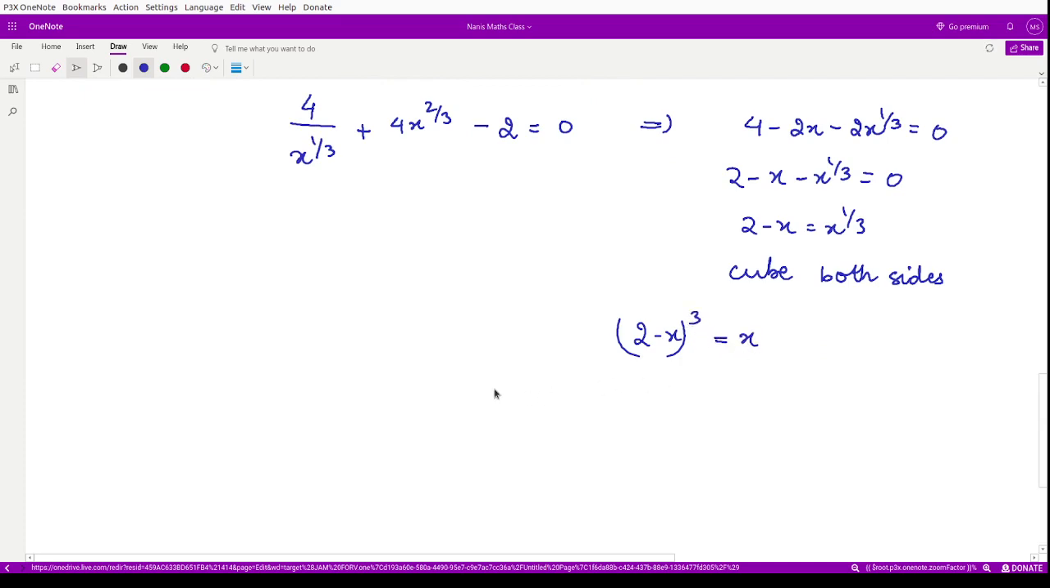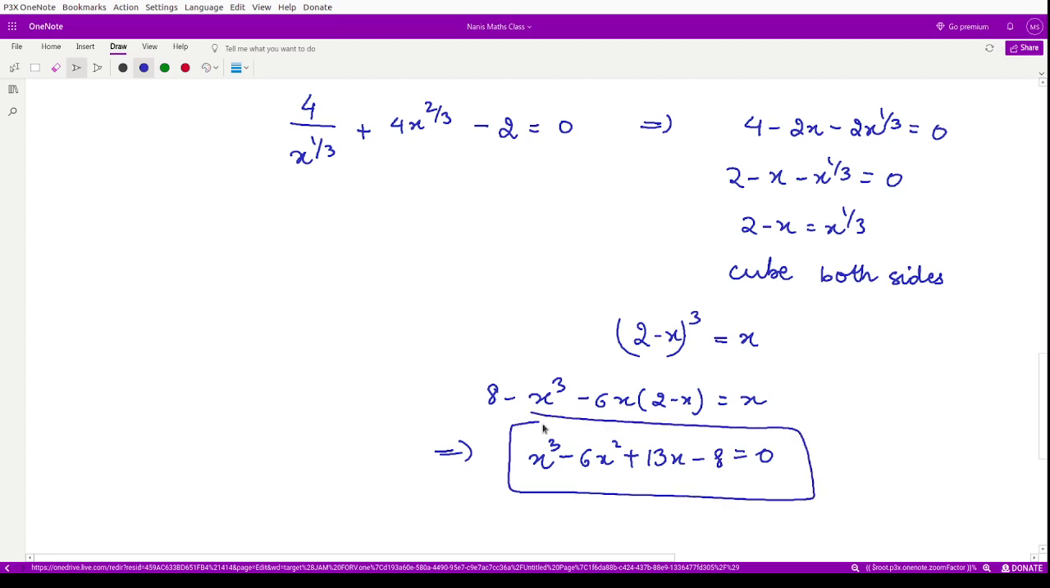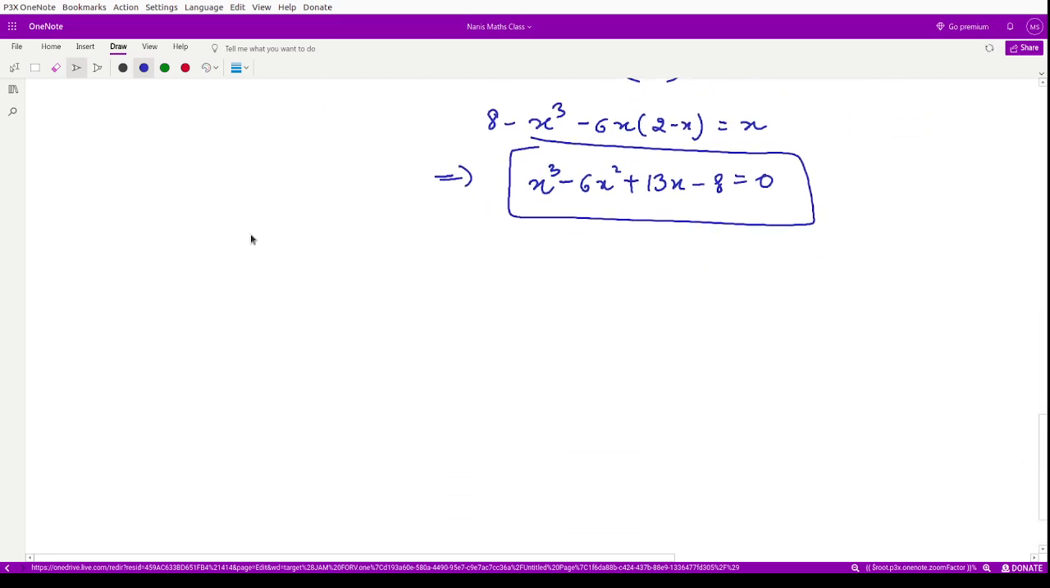So you may open this up. So you would have 8 minus x cube minus 6x into 2 minus x is equal to x. So when you simplify this, you finally have the equation x cube minus 6x square plus 13x minus 8 is equal to 0. So this is your equation, cubic equation, where you are to find the roots of this equation.